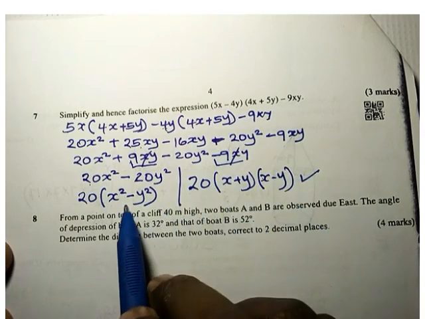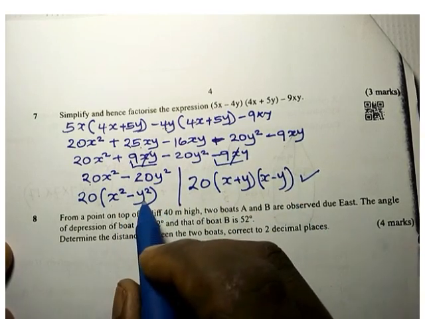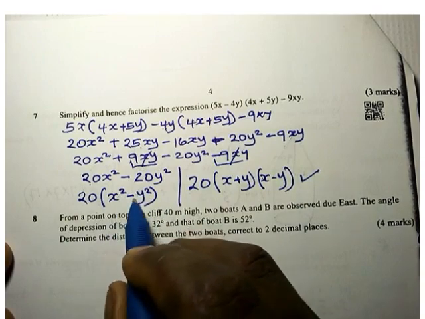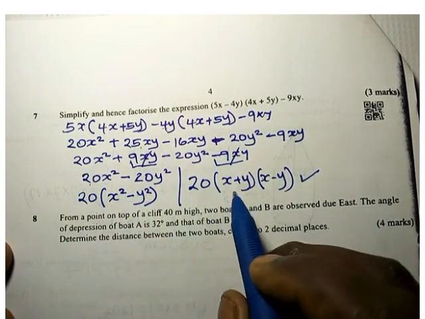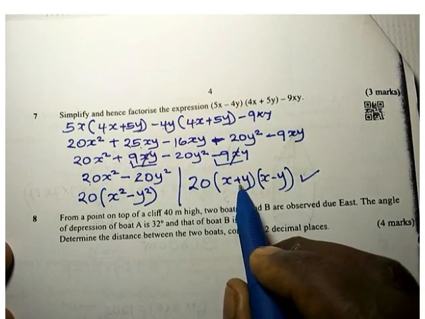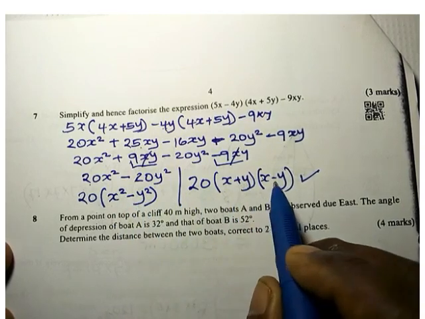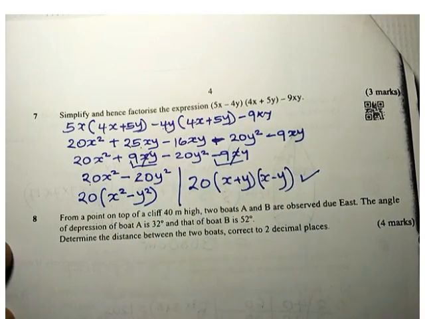I said this is a perfect square, but it is a difference of two squares. I meant that difference. This is a difference of two squares. So this is how it is written. This one and this one is the same. A difference of two squares.